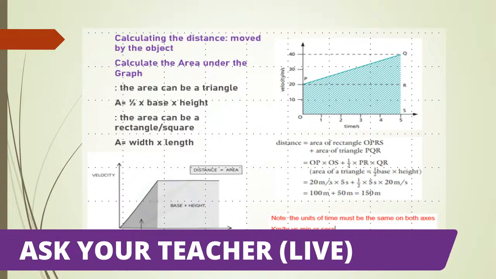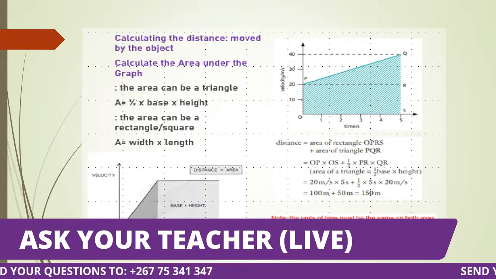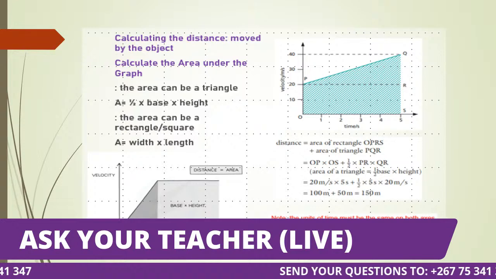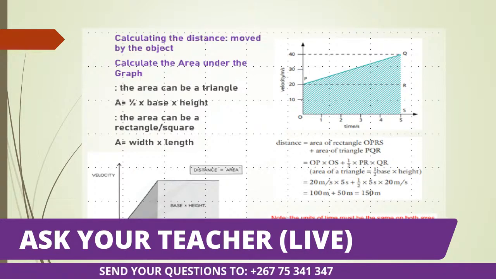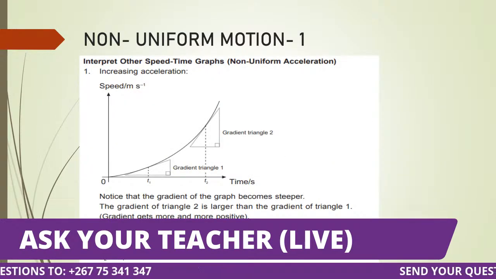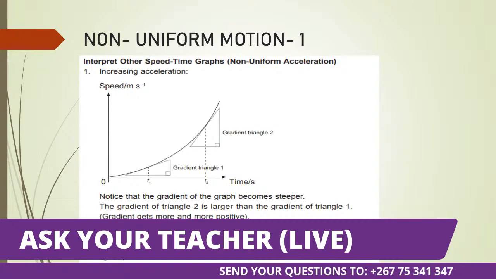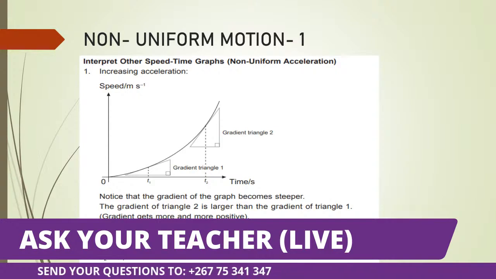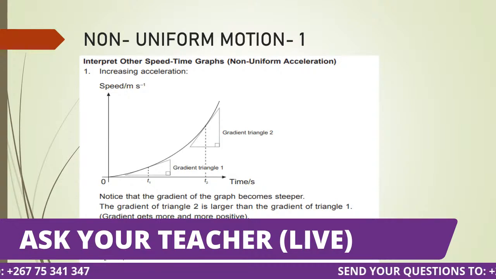Non-uniform motion. We've been describing motion which is in a straight line, where the velocity was constant, the direction being the same. Now we've got non-uniform motion, where you are either increasing or decreasing the acceleration. You are going to see this on a speed-time graph, and it's shown by the graph being curved upwards or downwards as shown. If a graph is curving upwards, we are saying acceleration is changing, acceleration is increasing.